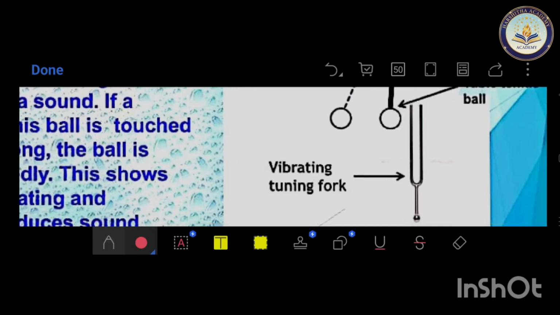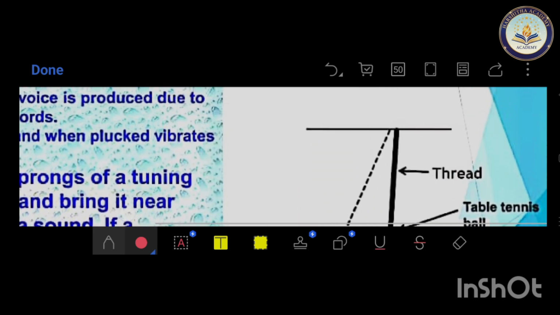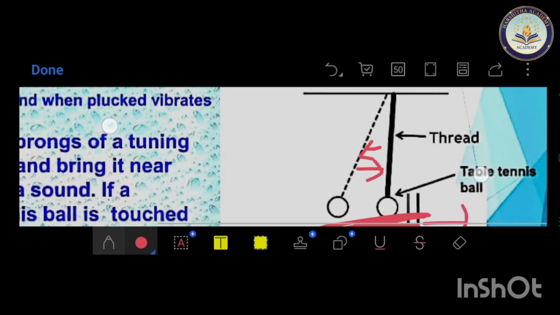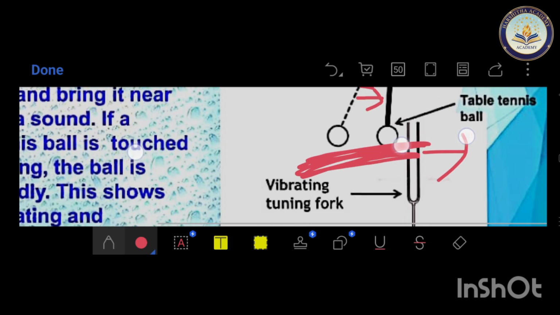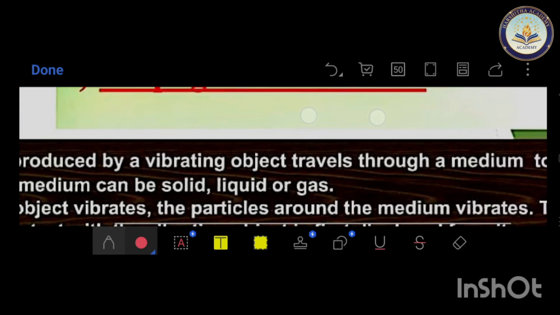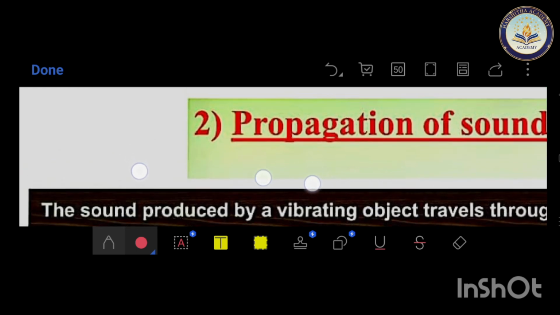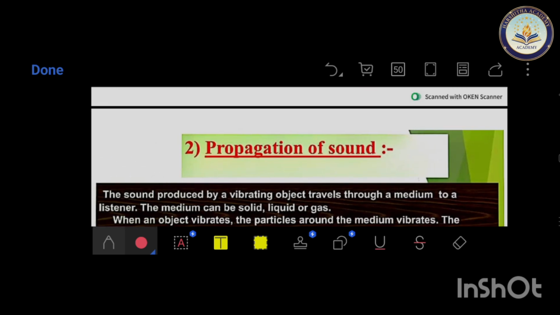We disturb the prongs. It moves and vibration happens like this. The prong moves like this and back in the same direction. So what displacement happens here? The displacement of the prong from its original position to the vibrational position and back to this position is called a vibration.